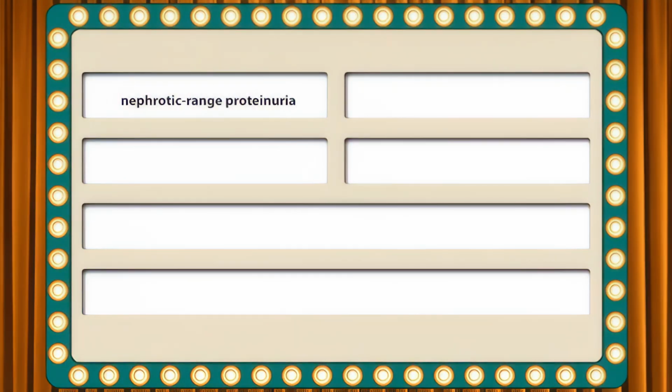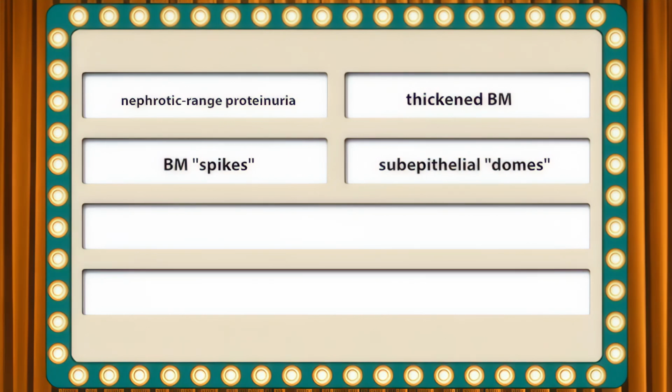I'm going to list several key words or phrases, and I want you to give me the type of nephritis or nephrosis associated with them. And don't forget to shout out those answers really loud. Let everybody know just how smart you are. Ready to play? The first one: nephrotic range proteinuria, thickened basement membrane spikes, and subepithelial domes.